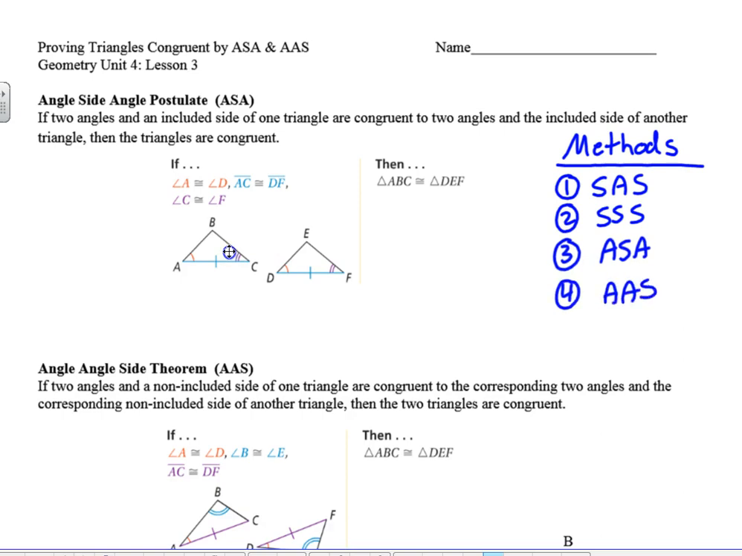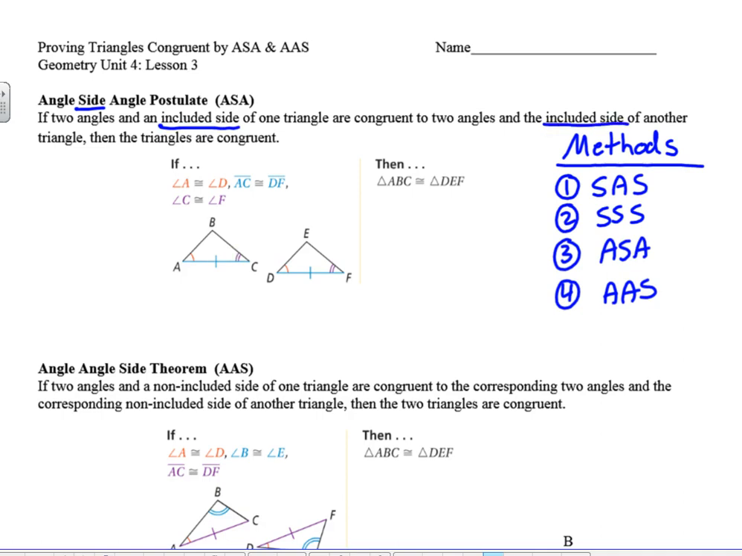So when you look at this, let's look at the first one, angle, side, angle. I want you to notice the position of the side in relationship to the angle. So angle, side, angle. If two angles and an included side of one triangle are congruent to two angles and an included side of another triangle, then the triangles are congruent. So the key here is recognizing that included side.